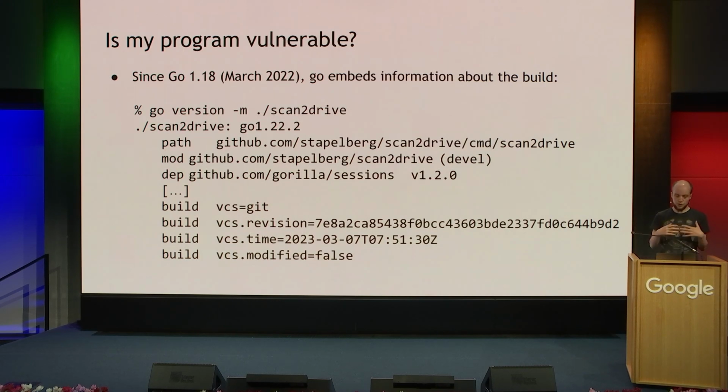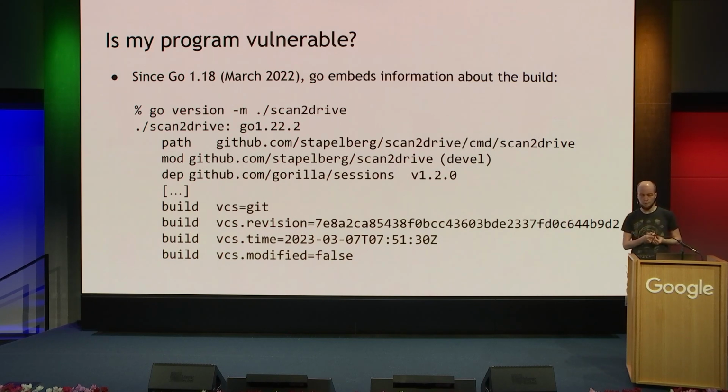And it shows you not just what the module name was and the path of the specific binary within the module that you've built and all of the dependencies and stuff, but it also includes the build info. And the build info shows you that in this particular case, this program was built from Git at revision 7E8A and so on, right? Which corresponds to a commit at the 7th of March in 2023.